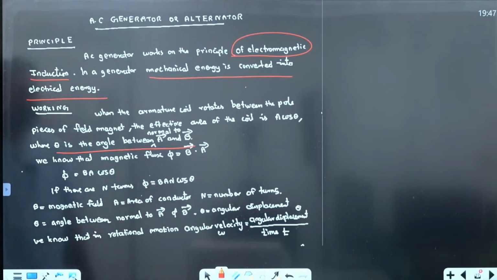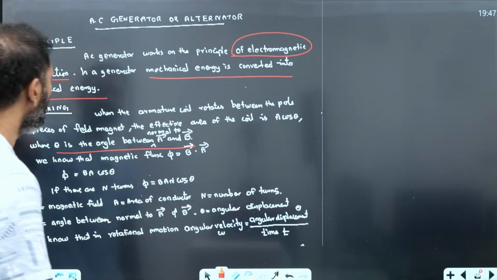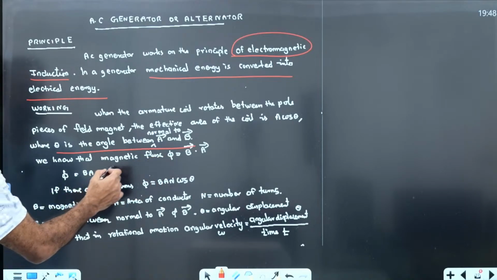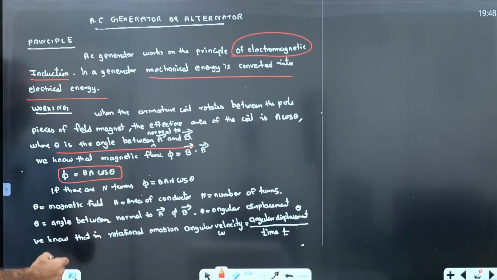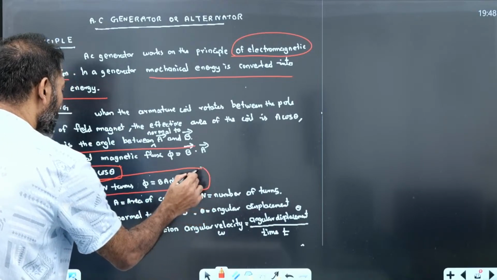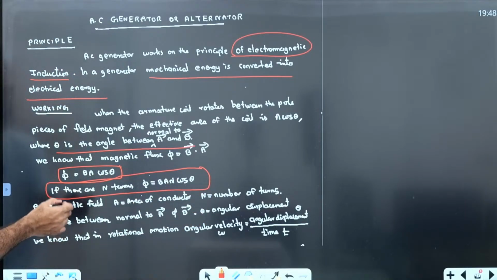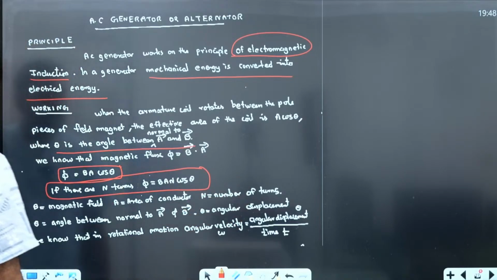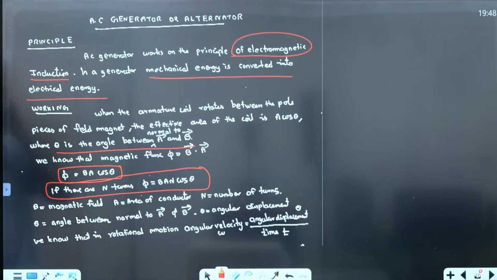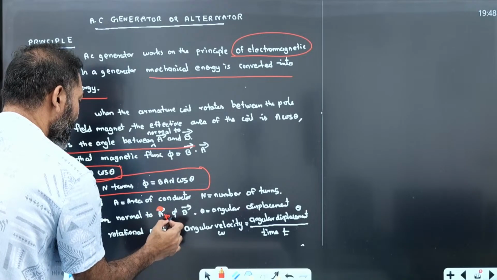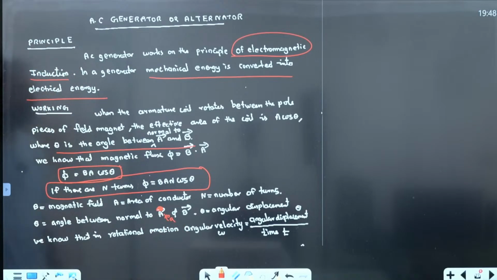We have seen this. Now, this is a derivation. Magnetic flux phi is equal to B vector dot A vector. Phi equal to BA cos theta. If there are N turns, phi equal to BAN cos theta. Here B is what? Magnetic field. A is what? Area of the conductor. N is what? Number of turns. Theta is the angle between the normal to the area and the B vector, where theta is the angular displacement.